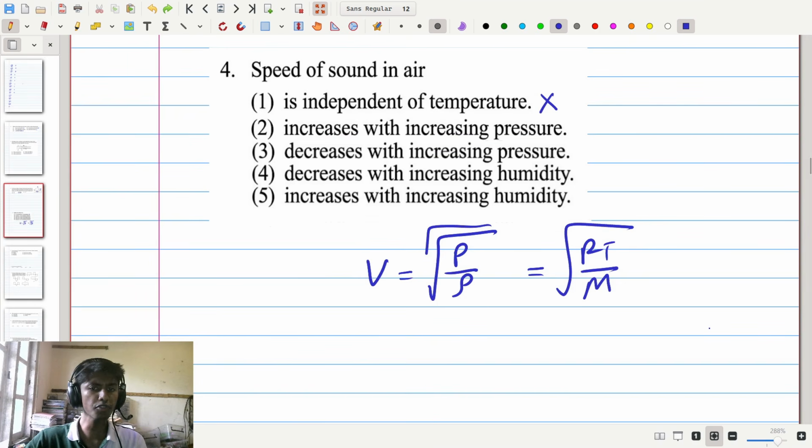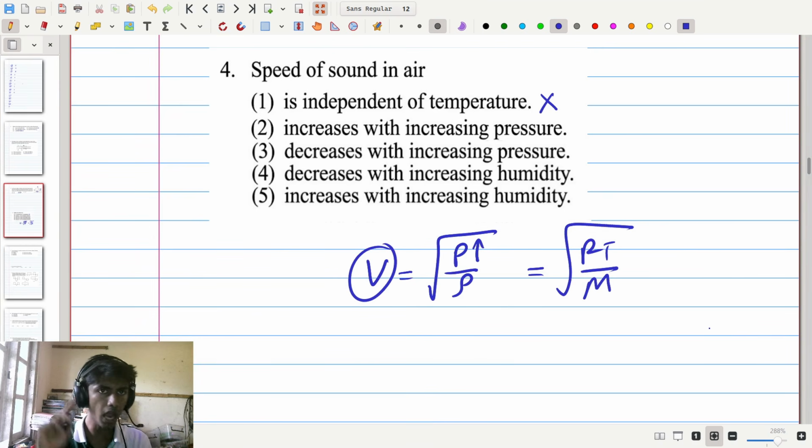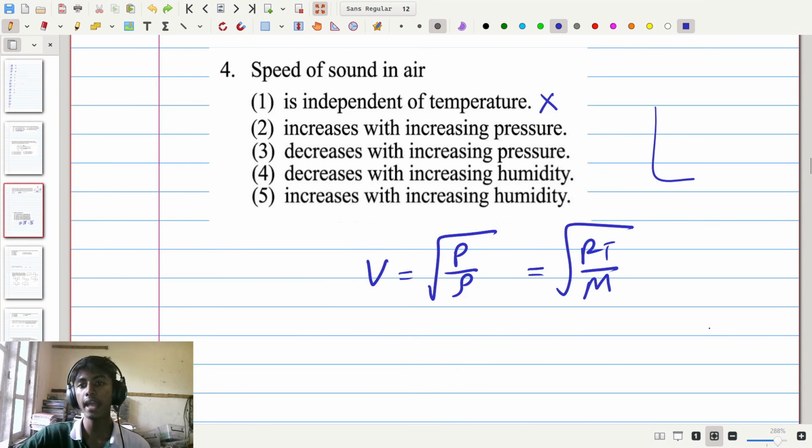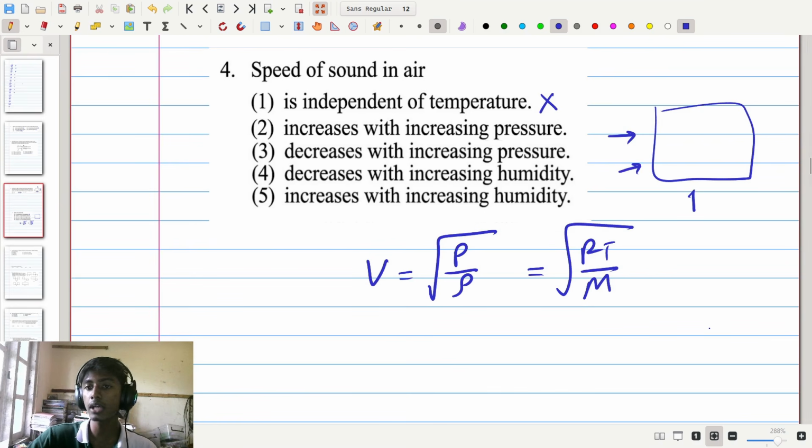Now looking at the first formula, we can see this looks correct because if you increase the pressure here, the square root of that number will be bigger and therefore the value of V will be bigger. However, this is not 100% correct. It's not correct because if you have a constant temperature and you take a gas and increase the pressure, increasing the pressure will compress the gas, and because of that, the density of the gas will also increase.